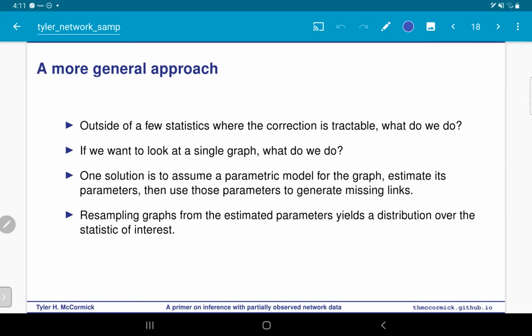Right, so for the sample graph, we can't tell exactly the number of triangles, for example, but we might be able to tell what distribution that graph came from, and then from that distribution, we can simulate graphs to infer a distribution over the number of triangles. That's the idea.